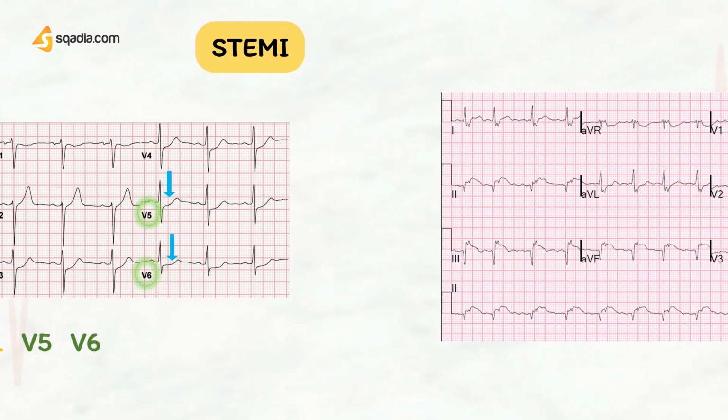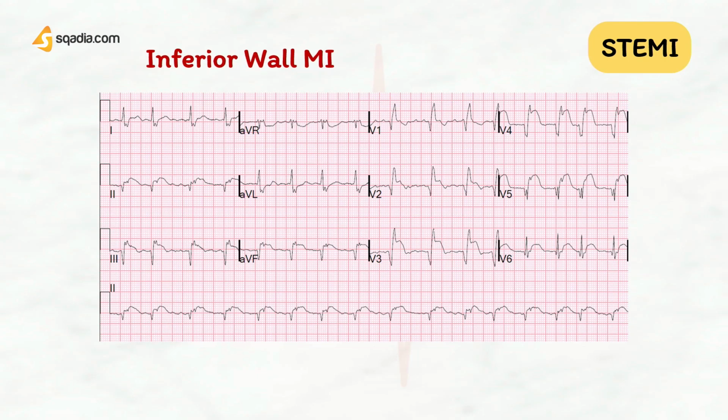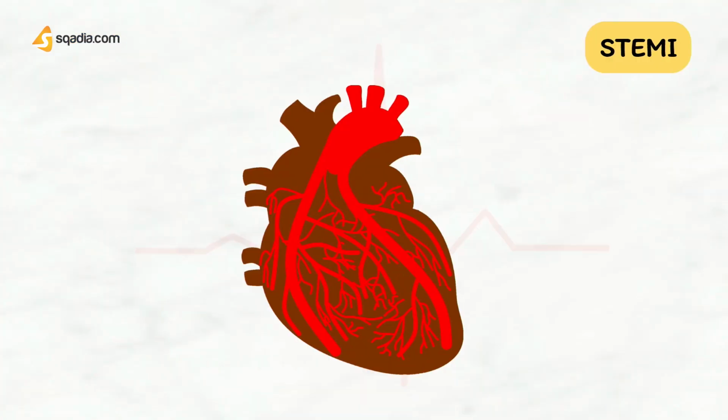When the inferior wall of the left ventricle is ischemic, we see an ST elevation in leads 2, 3, and AVF. Now, by knowing which territory of the left ventricle is ischemic using the ECG, you can easily figure out which coronary artery is ischemic.